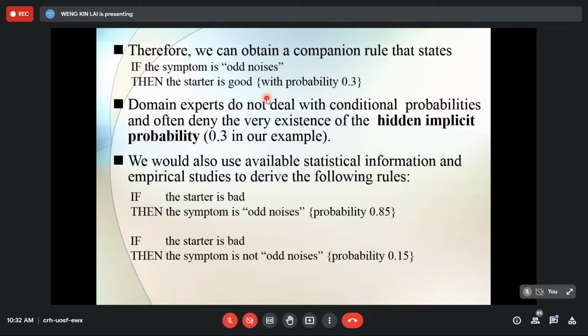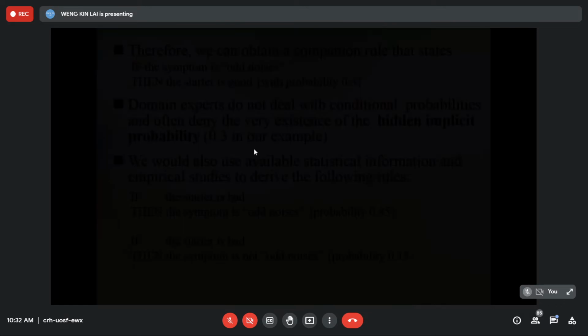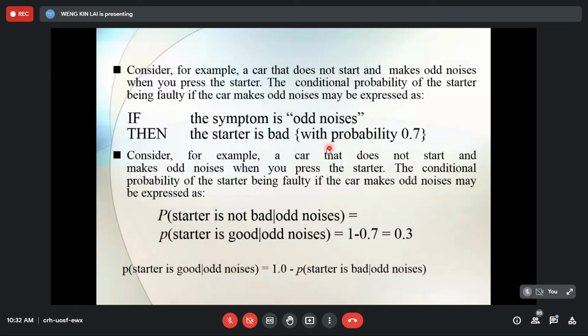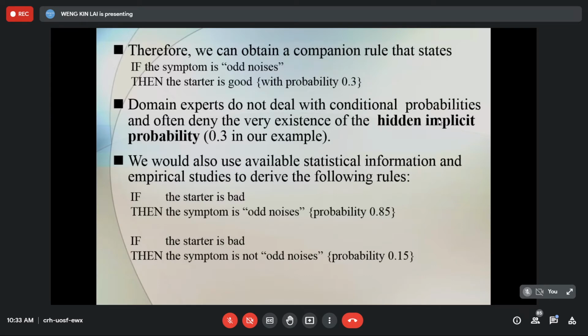Cannot give you some estimate of the probability. So in this case, they often deny the very existence of the hidden implicit probability of 0.3. Probably this first case here, where the starter is bad and there are odd noises, maybe they can give you, but again, they have difficulty giving the probability of 0.7. Now they cannot. What this is saying is that they cannot even give you this.